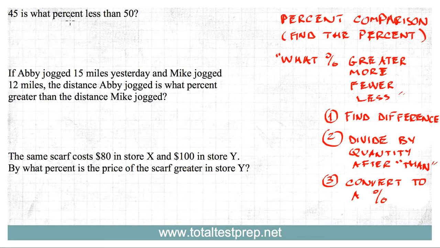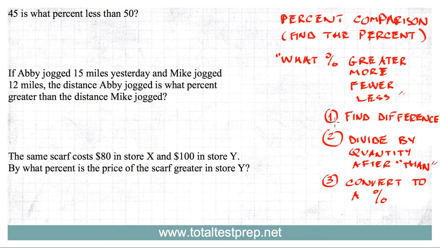In this first question up here, we are asked, 45 is what percent less than 50? So this is another type of percent comparison question, similar to the ones we did in the previous video, except with the difference here, we're not given the percent, we're being asked to find the percent. The keywords that let you know you're dealing with this type of question are what percent greater or more or fewer or less. Essentially, what percent is asking for a percent, and then these words greater, more, fewer, or less lets you know you're dealing with a comparison question.